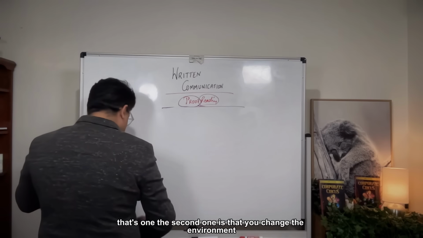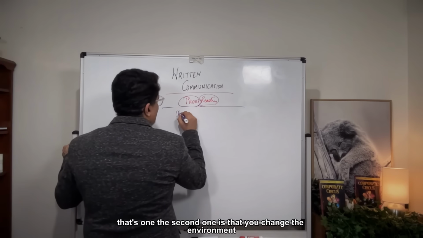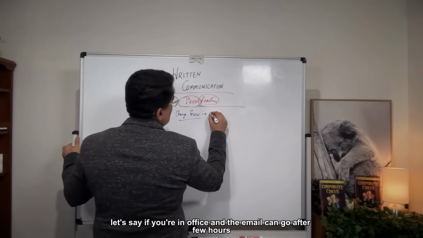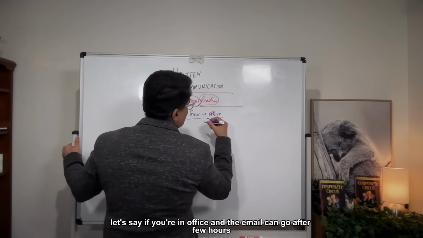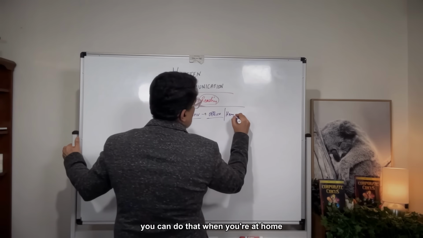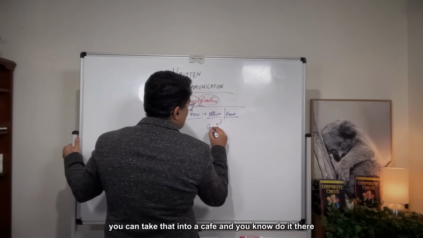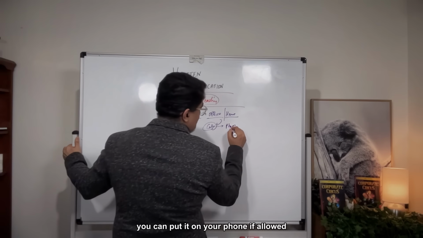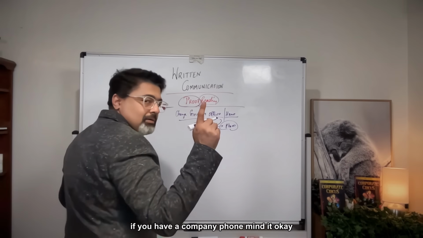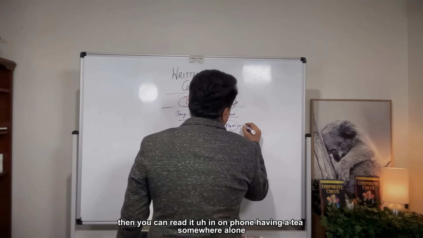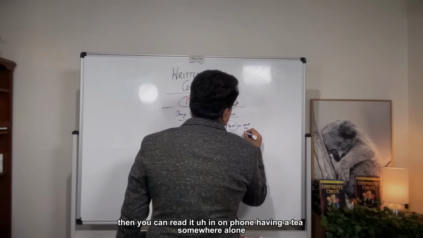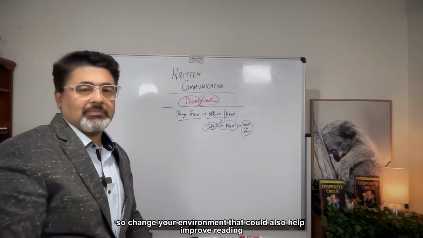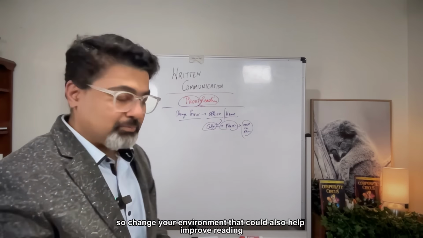That's one. The second one is that you change the environment. Now, what does that mean? It means that, let's say if you're in the office and the email can go after a few hours, you can do that when you're at home. You can take that into a cafe and do it there. You can put it on your phone if allowed. If you have a company phone, mind it. Then you can read it on the phone having a tea somewhere alone. So change your environment. That could also help in proofreading.